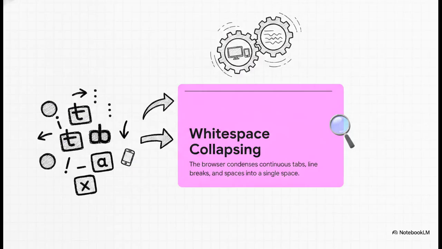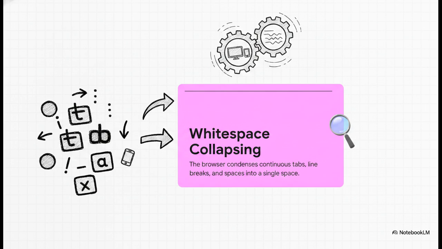Okay, let's dive into this. The invisible villain that's destroying your layouts is a process called white space collapsing. This is the browser's strict, uncompromising rule. It goes like this. No matter if you add 10 consecutive spaces, 5 empty lines, or just smash the tab key, the browser is going to automatically condense all of that continuous empty space down into one single space.